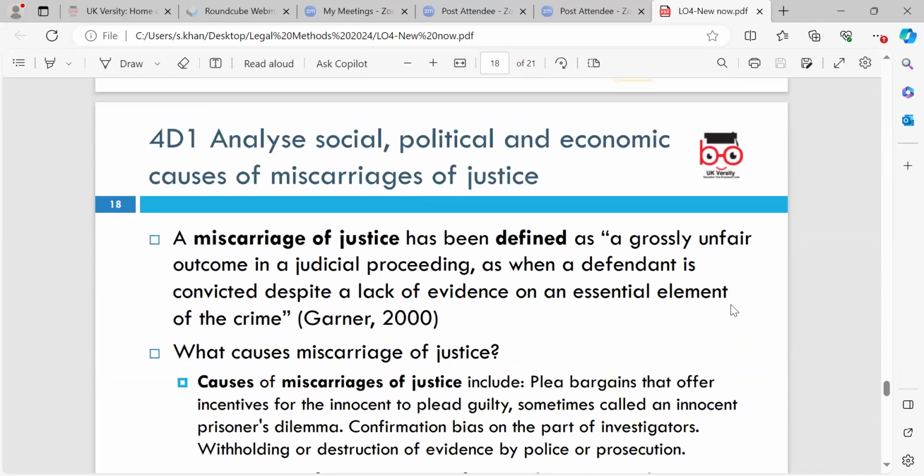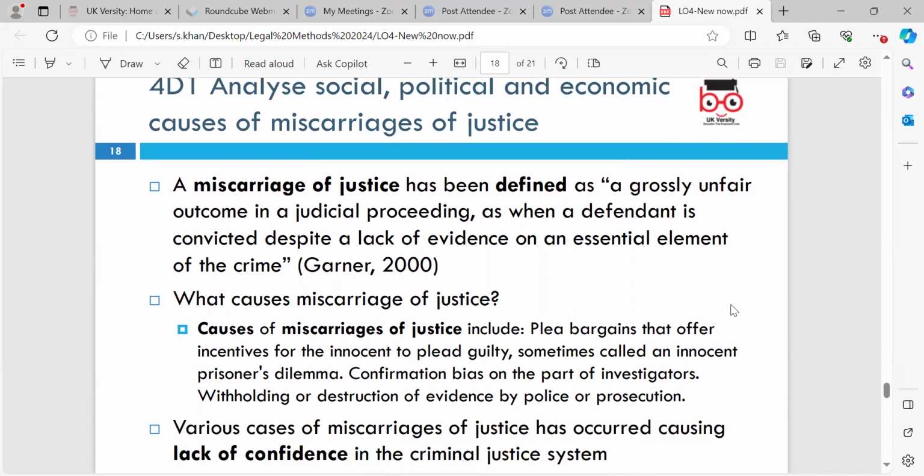4D1, analyse social, political and economic causes of miscarriages of justice. When we look at miscarriages of justice, there are lots of cases in the UK, and it has been investigated quite widely. A miscarriage of justice has been defined as a grossly unfair outcome in a judicial proceeding, as when a defendant is convicted despite a lack of evidence on an essential element of the crime. That was by Garner, 2000, and it identified that there are miscarriages of justice occurring in the UK.